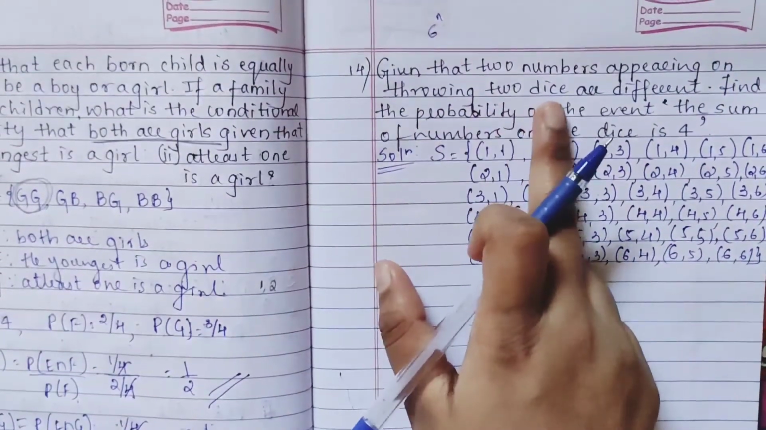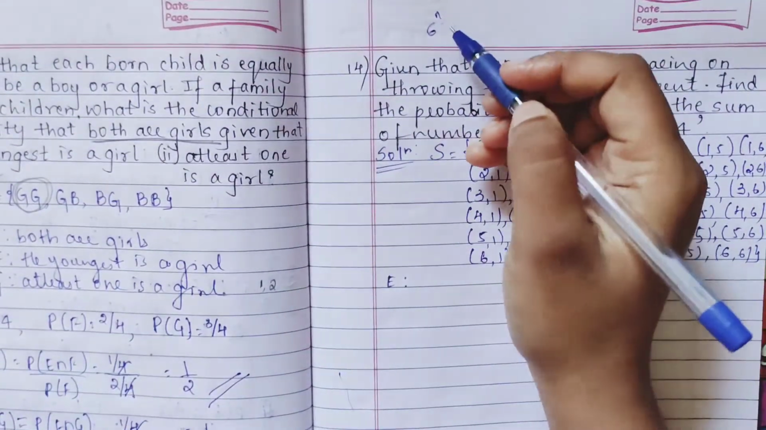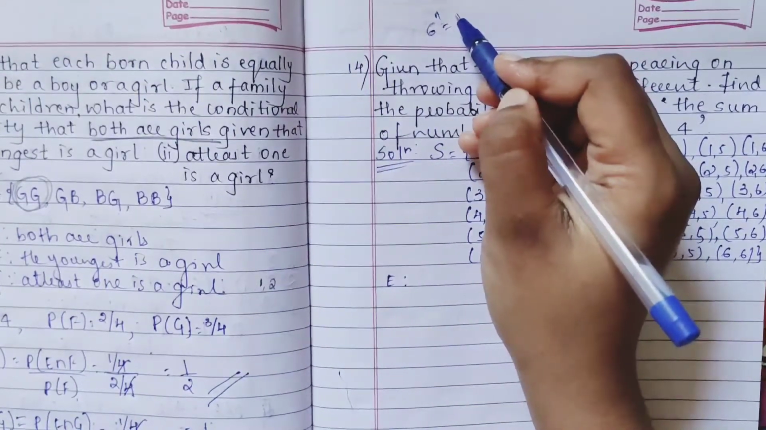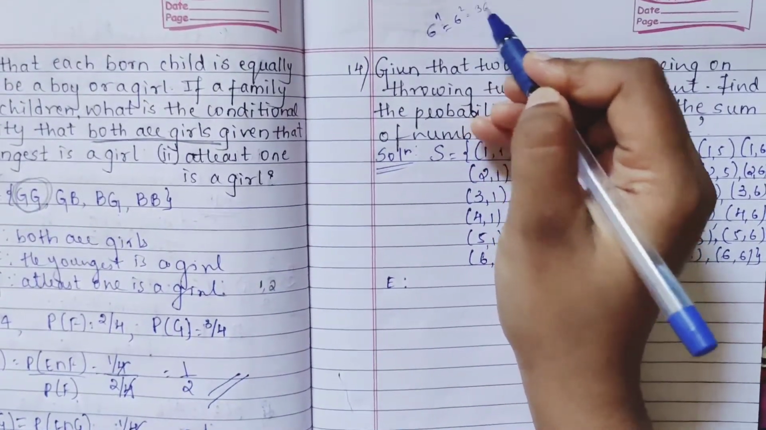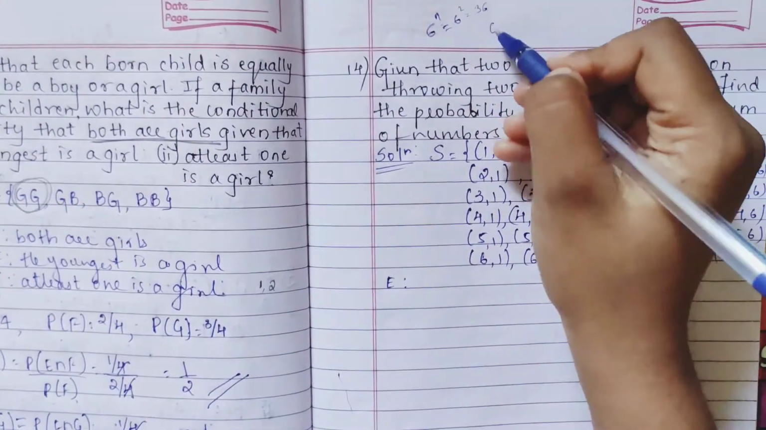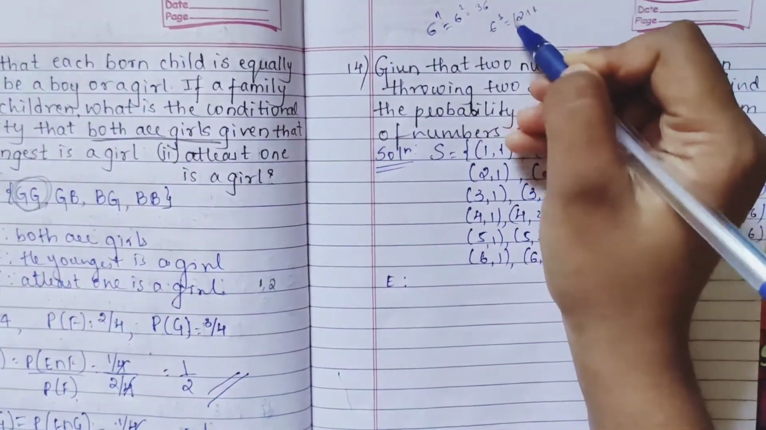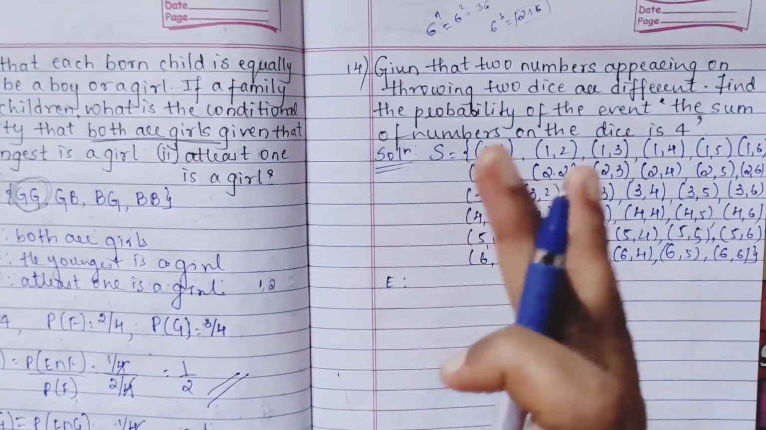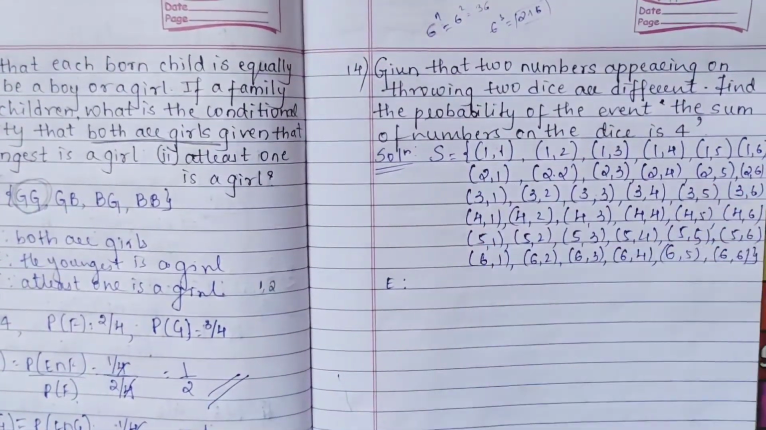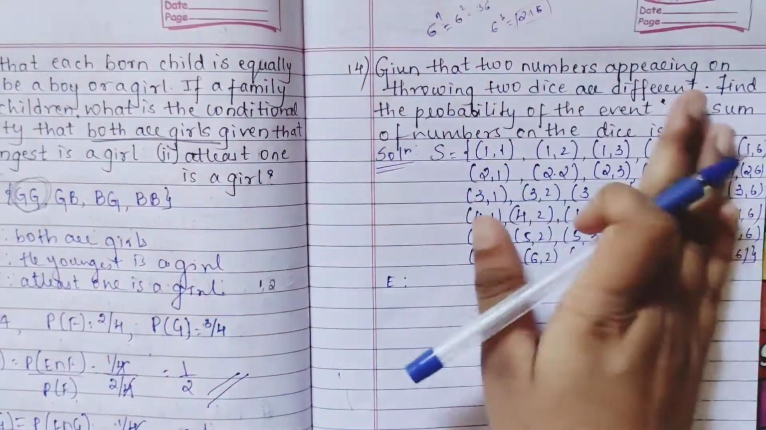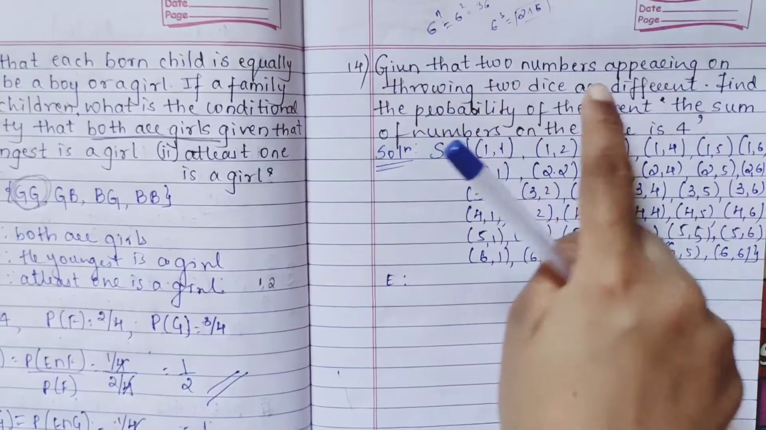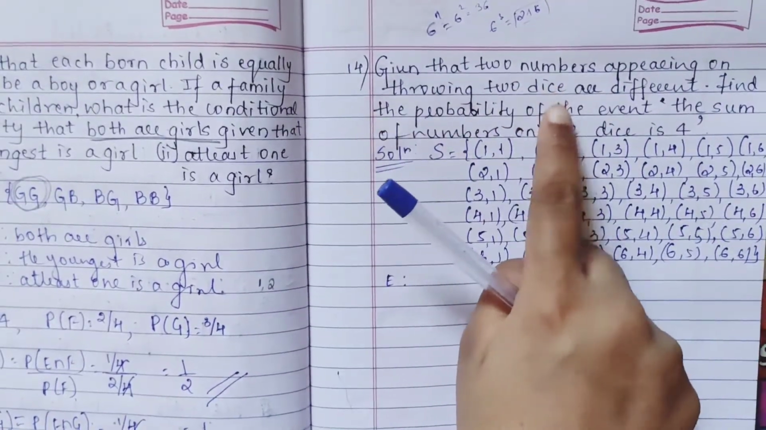On throwing the 2 dice, usually if you do it 3 times you get 216, and 2 times you get 36. In some problems 216 might come, but it is so big we can't go with it. We consider 36 only, but whatever, here they have not mentioned it, so we have taken 36.